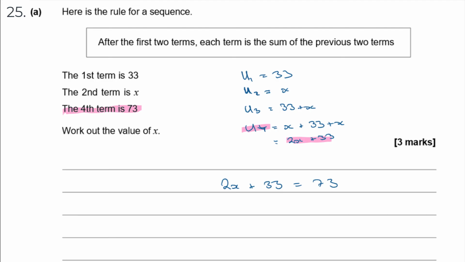taking 33 away from both sides, minus 33 minus 33. They'll cancel, just leaving me with 2x. And then 73 take away 33 is 40. So then dividing both sides by 2. That's going to give me 2x divided by 2 is x. And 40 divided by 2 is 20. So that's my answer then. x is equal to 20.